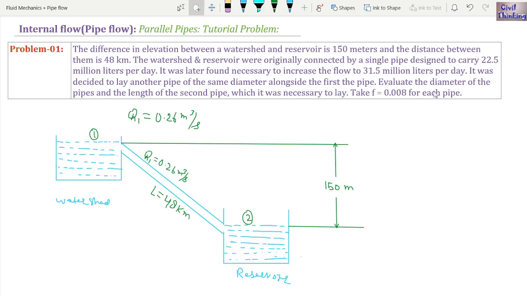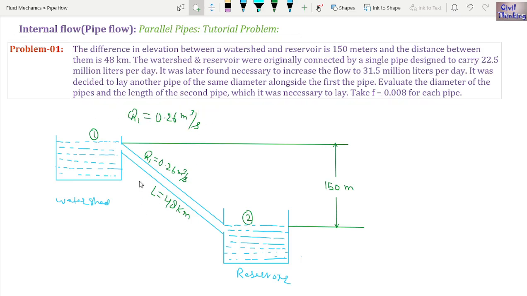So how did they decide to do that? It was decided to lay another pipe of the same diameter alongside the first pipe. In order to increase the flow rate between the watershed and the reservoir, they wanted the water to flow faster, so they decided to lay another pipeline parallel to this pipe, so that the discharge will increase. Evaluate the diameter of the pipes and the length of the second pipe.